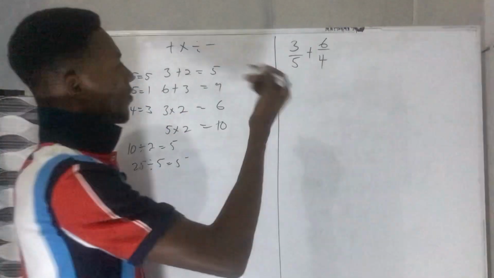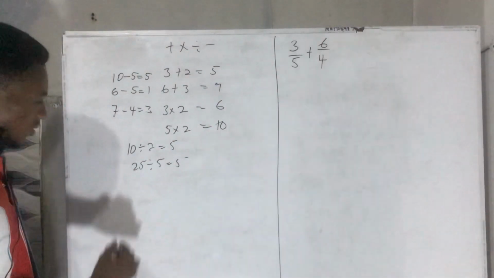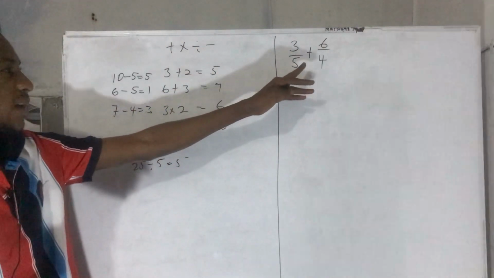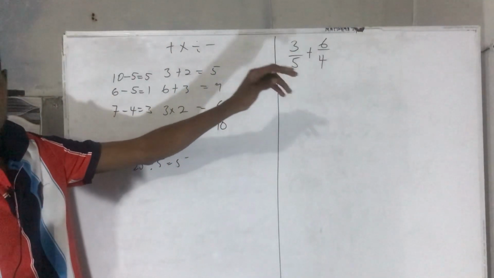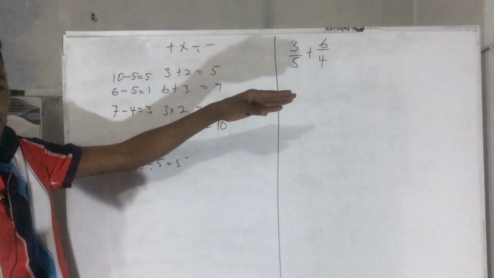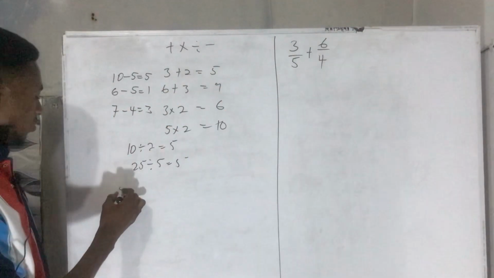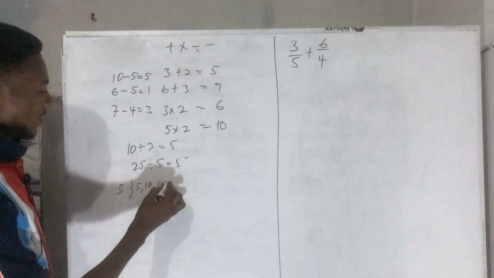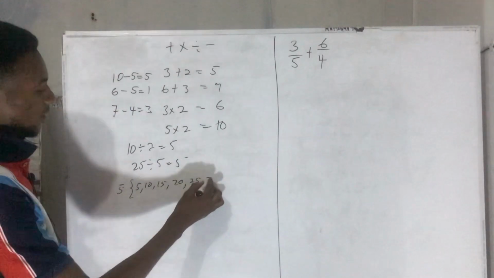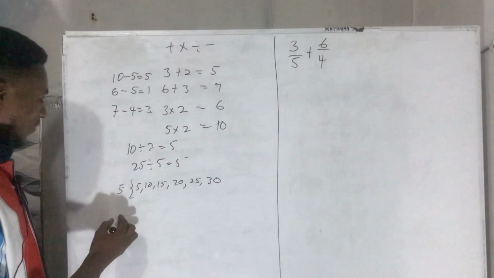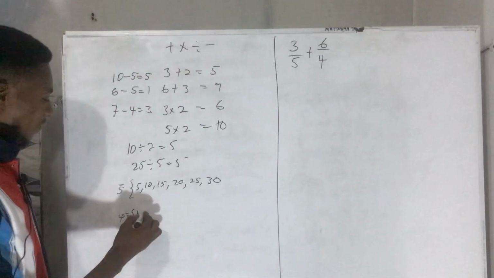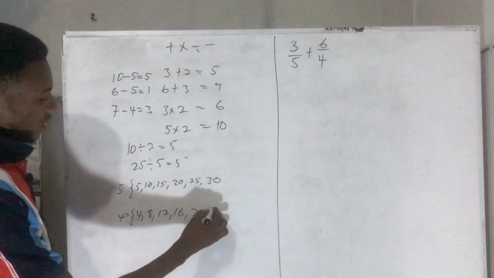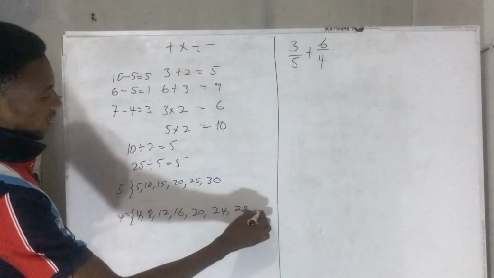So let's say we want to find LCM. LCM is least common multiple. So you find multiples of 5 and find multiples of 4. Then you look for the number that is common to the two of them. Now let's look at multiples of 5. Multiples of 5, we have 5, 10, 15, 20, 25, 30. Let's look at multiples of 4. We have 4, 8, 12, 16, 20, 24, 28 in that order.